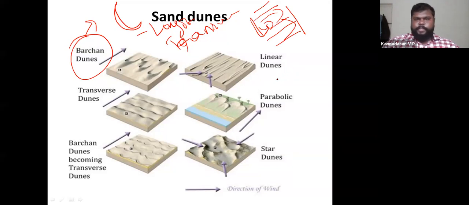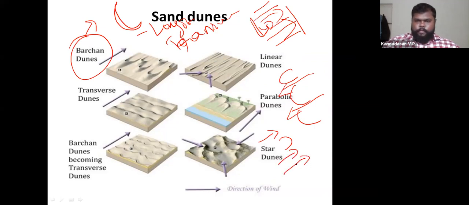Which means longitudinal dunes, like barchans, are created parallel to the flow of wind. For example, if wind is flowing on this side, barchans would be created on that side. Parallel to the flow of the wind, if a dune is created, that is called a longitudinal dune.